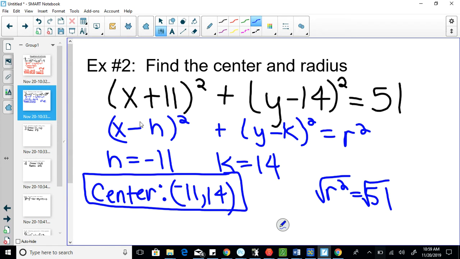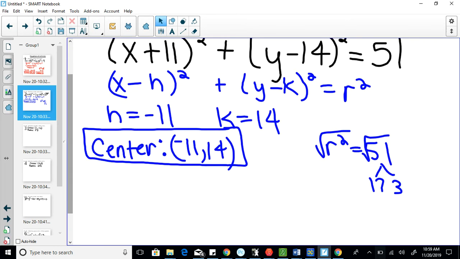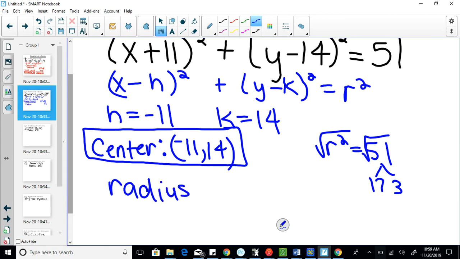I need to look at this and see, can I break down 51? And remember, I have to have two of a number to bring it to the outside. I can break down 51 to be 17 and 3, but that's it. I can't break down 17, and I can't break down 3. Because I can't break those down, it stays the square root of 51. So my radius is the square root of 51.